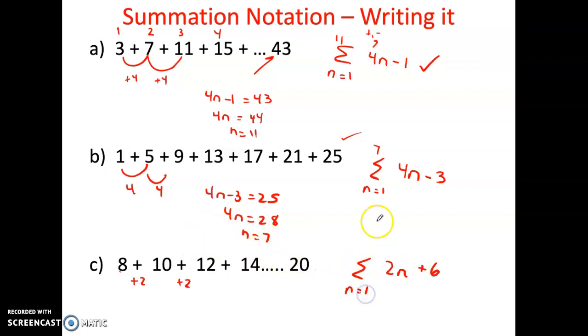N equals 1. We need our maximum. So take that expression, set it equal to 20, and you'll get n equaling 7. See if it works. 7 times 2 is 14, plus 6 is 20. It works. So one of the things you're going to have to do is write summation notation.